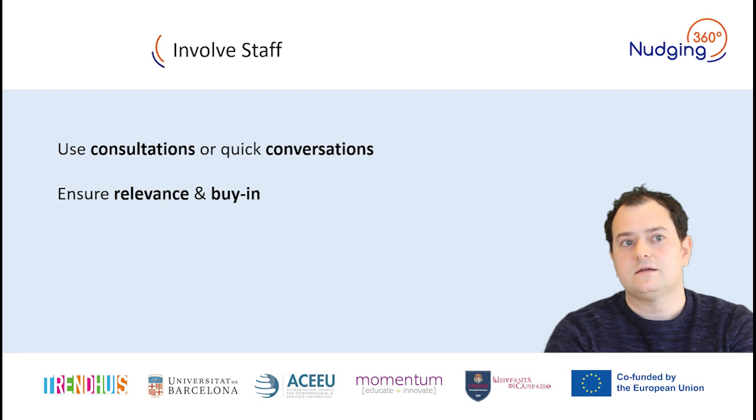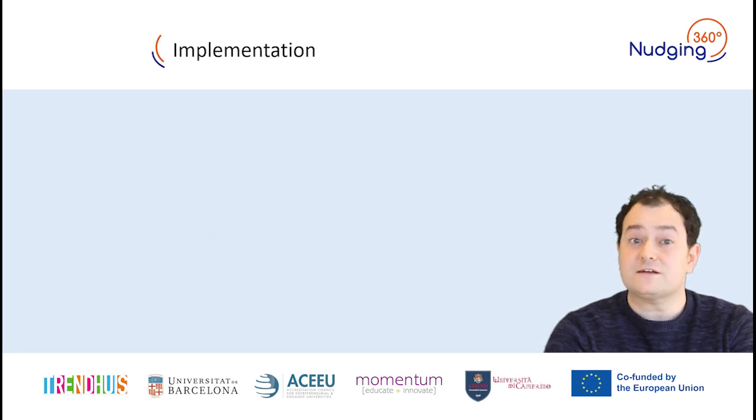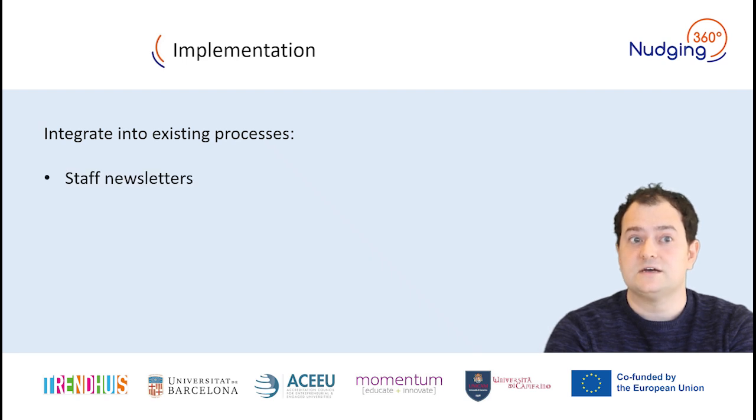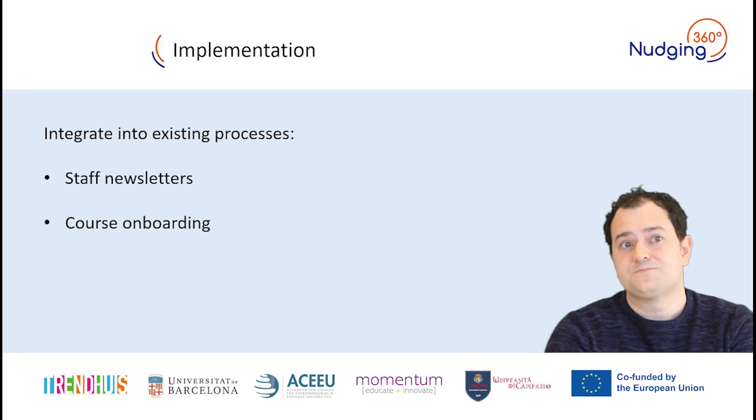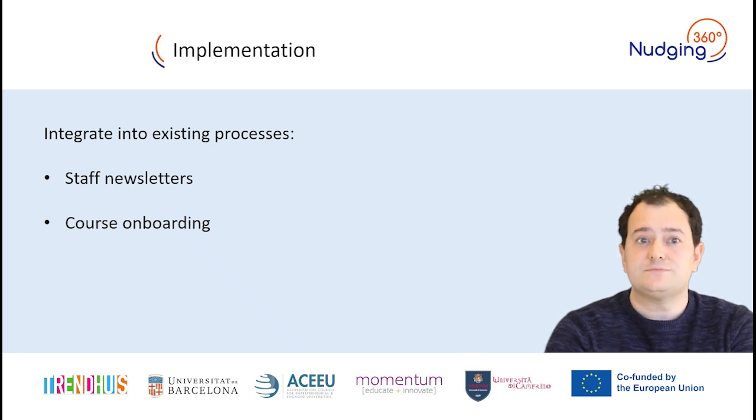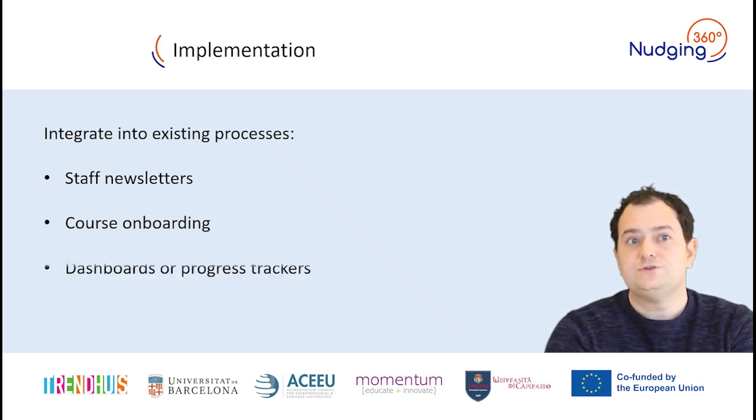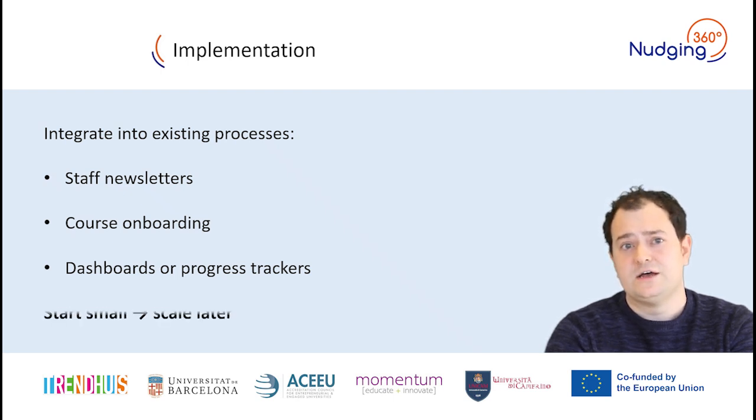The next step then comes implementation. This doesn't need to be complicated. In fact, many nudges work best when integrated into existing processes. For example, adding a prompt to existing staff newsletters, including a digital engagement tip during course onboarding, or using a dashboard or progress tracker that already exists. The idea is to build on what's already there, rather than adding new layers of admin or tech.